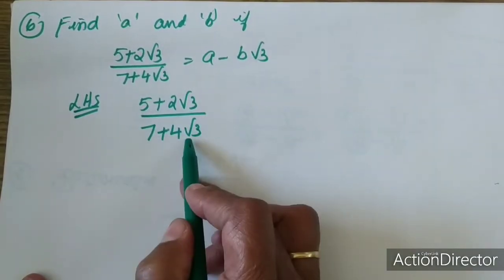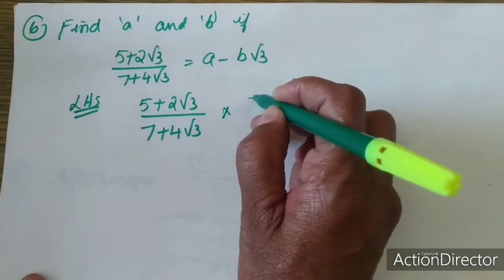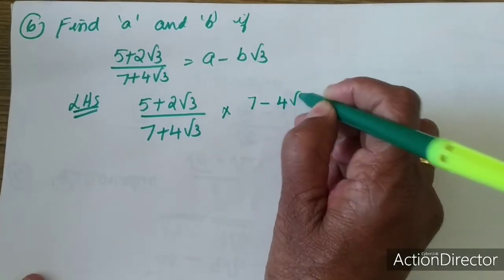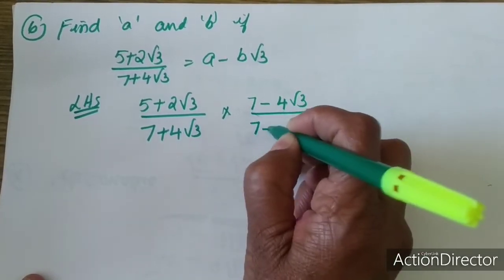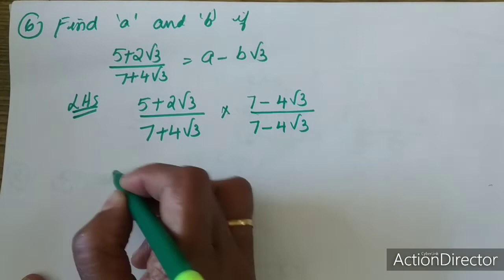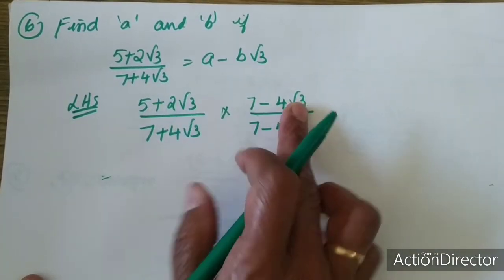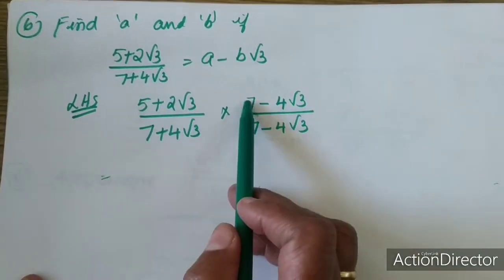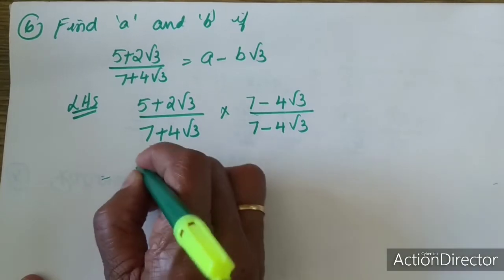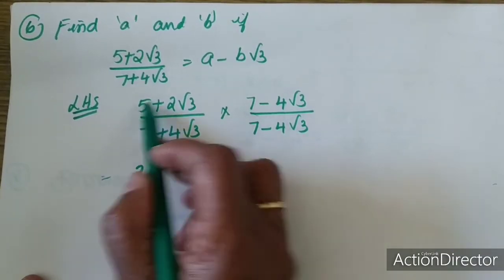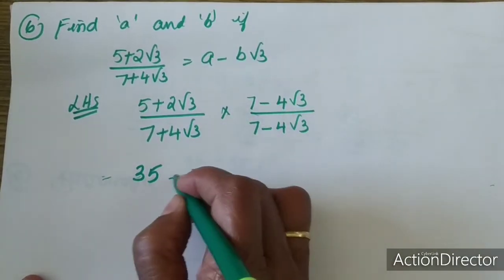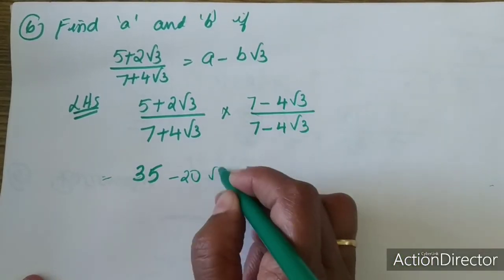First step is always to rationalize. So we will multiply and divide by (7 − 4√3)/(7 − 4√3). So the numerator is a binomial multiplication. So 5 into 7 is 35. Next, 5 into −4 is −20, √3 is also there.